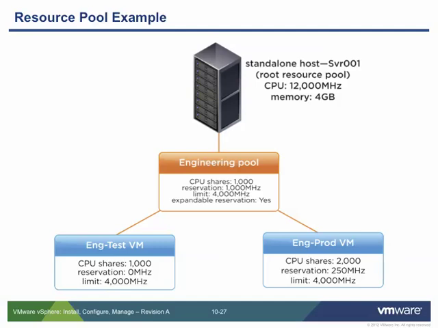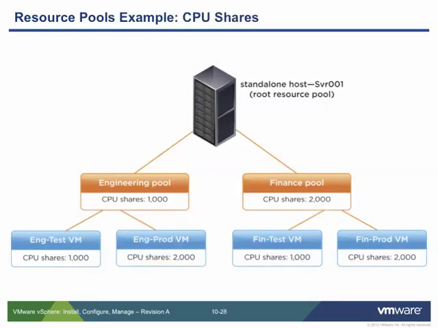But then if you look, you have your 4 and 4, that's a total of 8 gigahertz. We don't have 8 gigahertz available in the engineering pool above it, do we? But we have expandable reservation set to yes, so that will actually expand to 8. If it was set to no, then it wouldn't. There'd be some contention there. Again, we'll play this out in a second here.